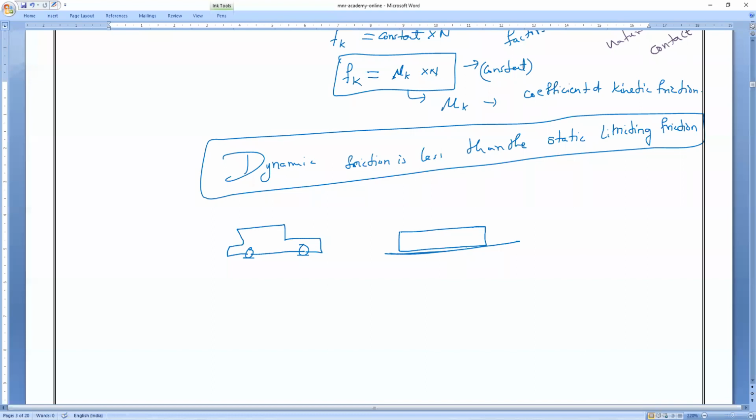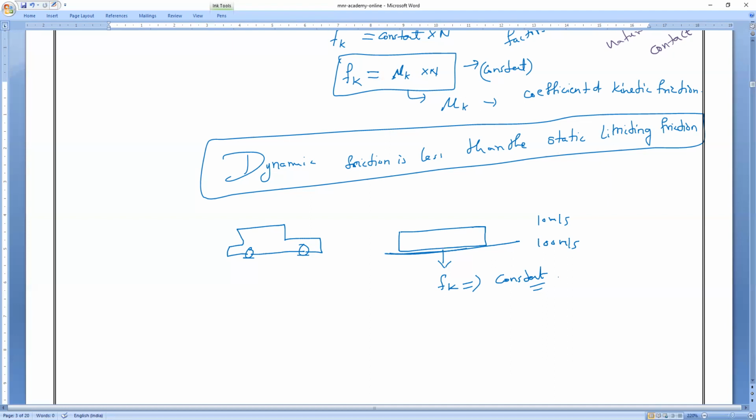Now you are dragging it on a particular road. Understanding? So if you are dragging at 10 meters per second or 100 meters per second, the kinetic friction always remains the same, constant. If the same surfaces are in contact, then irrespective of the speed, the kinetic friction always remains constant. Everybody clear? Please respond.